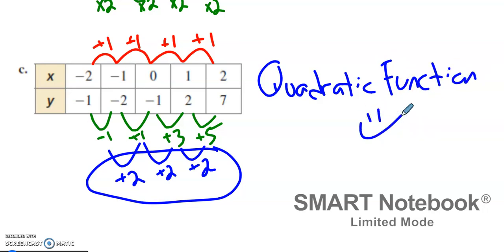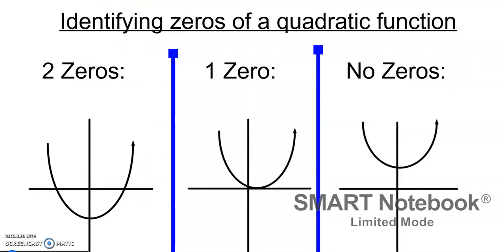Awesome. So to find a quadratic, we can see if there is a common difference in the second set. So that's explained from the prior slide. And I just wanted to give you a quick visual as to how to tell the difference between a linear, exponential, and quadratic function. Another thing we want to talk about is how to identify zeros in a quadratic function.